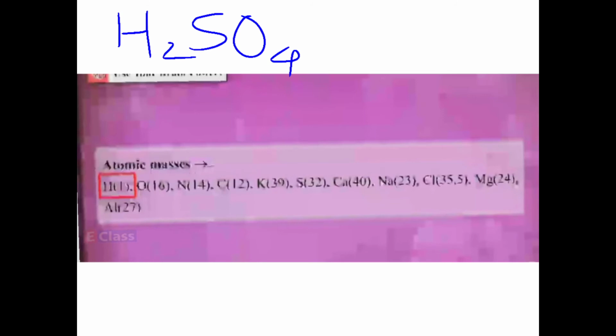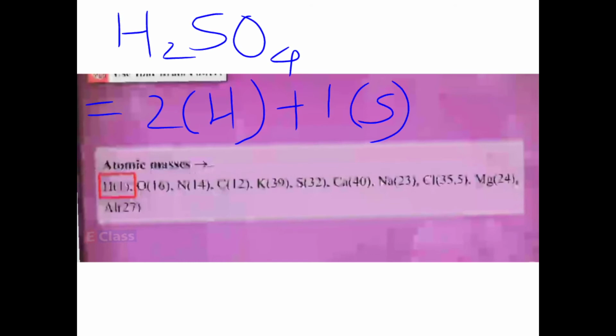So once you write down H2SO4, what does it indicate? How many hydrogen atoms are there? You're going to write down simultaneously in your notebook also. Write down H2SO4. It means what? We have two hydrogen atoms, we have one sulfur atom, and we have four oxygen atoms. Correct? So write down this.